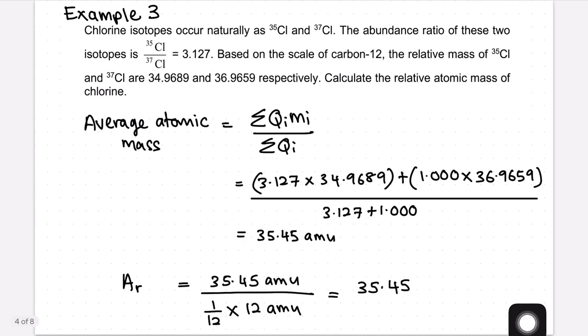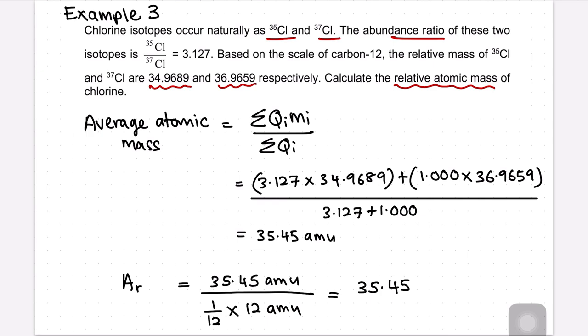Now for the last example, it's a bit tricky, but let's go through this. Chlorine has two natural isotopes, chlorine-37 and chlorine-35, and these two isotopes have an abundance ratio of 3.127. Based on the scale of carbon-12, the relative masses are given specifically as these two values. Now the question is asking you to calculate the relative atomic mass again.